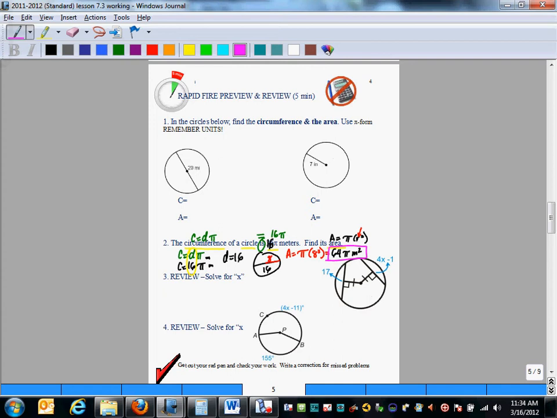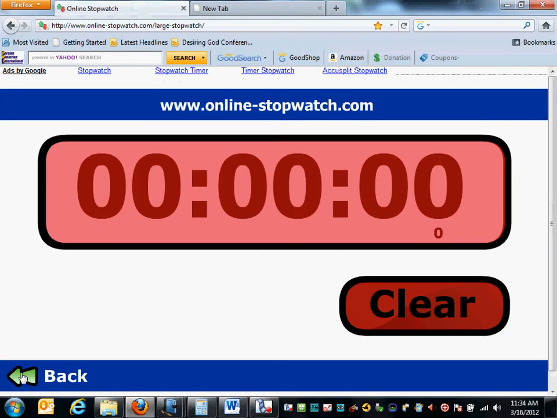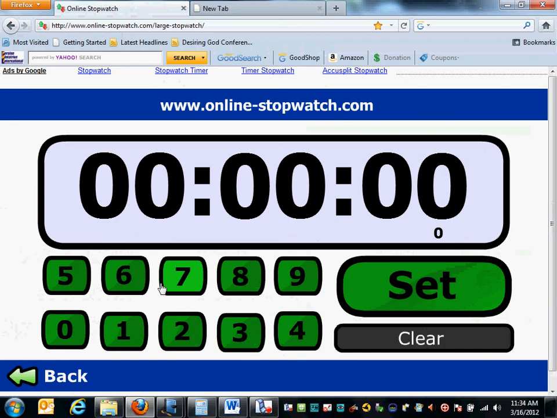Okay, no calculators. 5 minutes. No calculators. The entire page. Do 4, check it. This is your rapid fire. No help. Ready? Lean forward because you're going to work fast. And go. You have 5 minutes to finish this page. I'll be happy to help, but you have 5 minutes. No calculators.